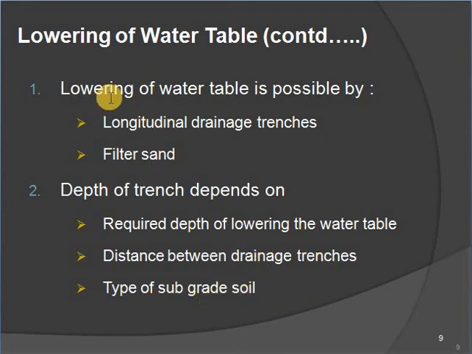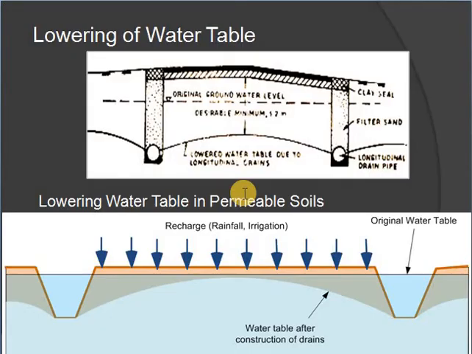So this is to control the lowering of water table, and you can see the diagram here. This is the lowering of water table in permeable soils. Here this is the recharge or rainfall that falls on the pavement. These are the side drains, and this is the water table after construction of drains. This is the original water table, the original groundwater level, the dotted line. And these are the longitudinal drain pipes, the round ones you can see. This is nothing but controlling the lowering of water table.